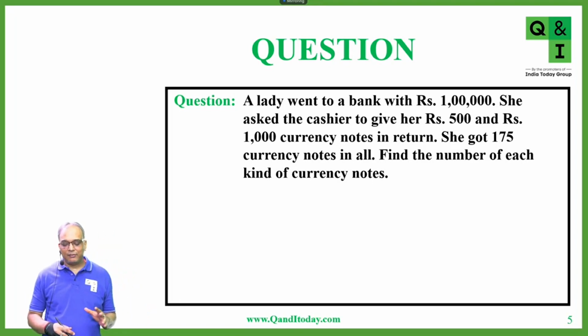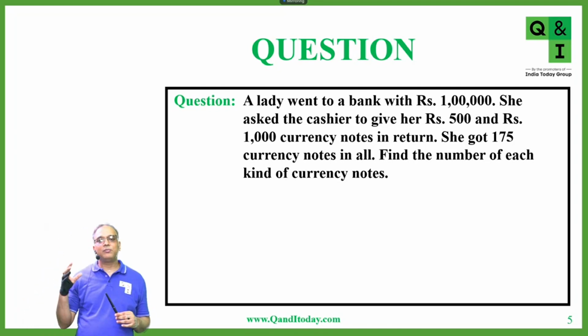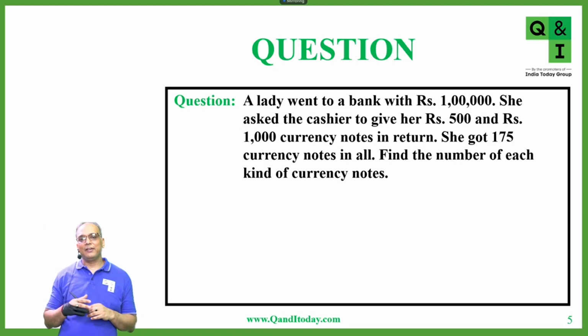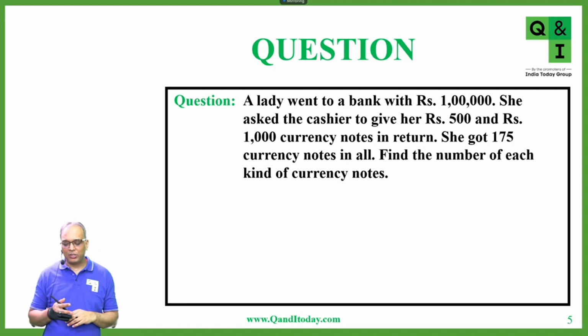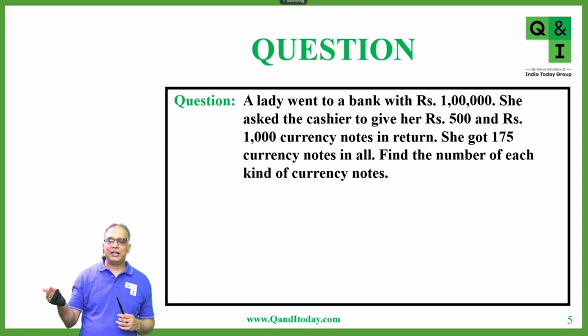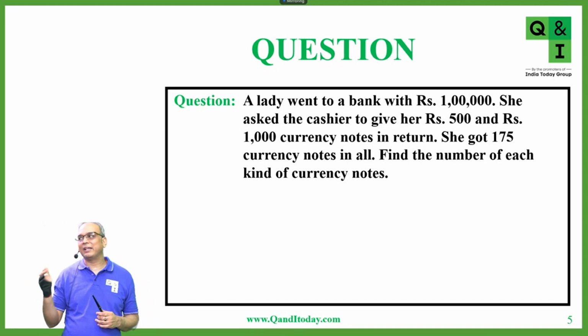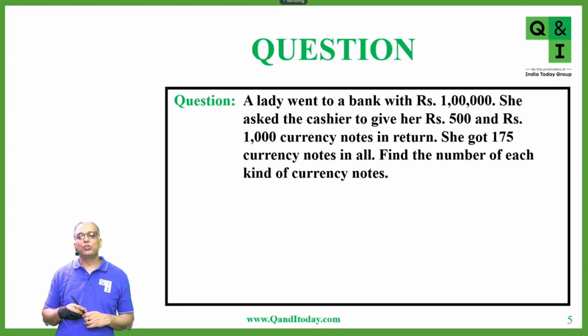Now she got 175 currency notes in all. So the total amount of money, that is 1 lakh, when divided into only two denominations, rupees 500 note and rupees 1000 note, she has got a total of 175 notes. Some would be rupees 500 notes and some would be rupees 1000 notes. Clear? Now find the number of each kind of currency notes. So you have to find how many currency notes of rupees 500 are there and how many currency notes of rupees 1000 are there in this 1 lakh rupees.